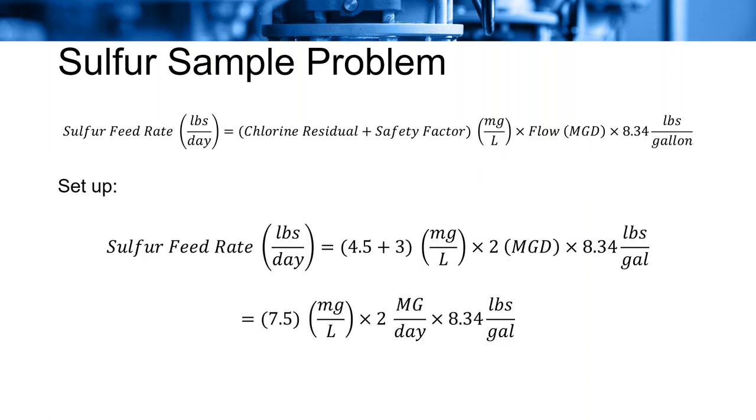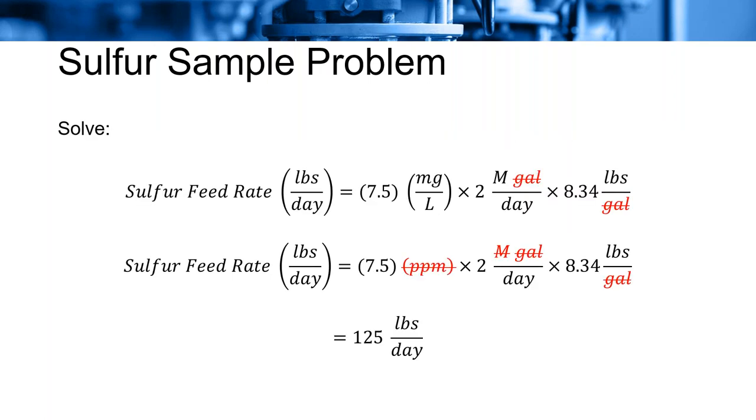We're going to set up our problem. We have our equation at the top, and then we just plug those givens in. Our chlorine residual is added to our safety factor. We can keep our units outside of that addition, and then we have our flow multiplied by our conversion. We add the safety factor and the chlorine residual together, which equals 7.5, to simplify it.